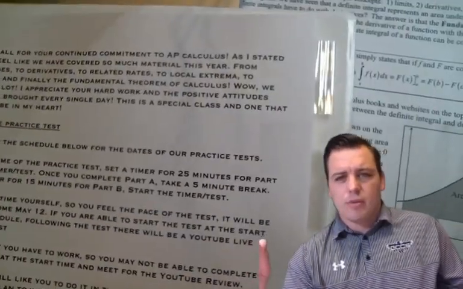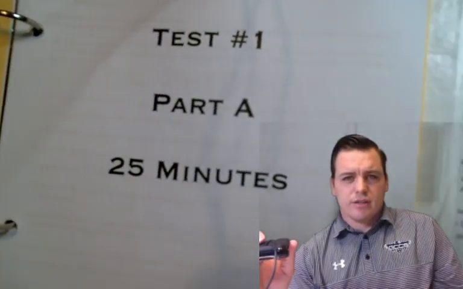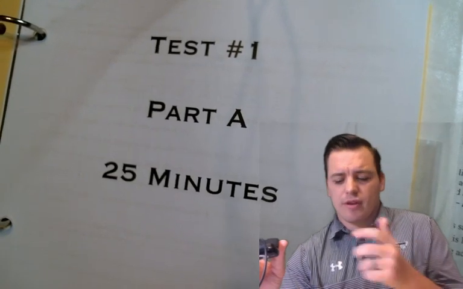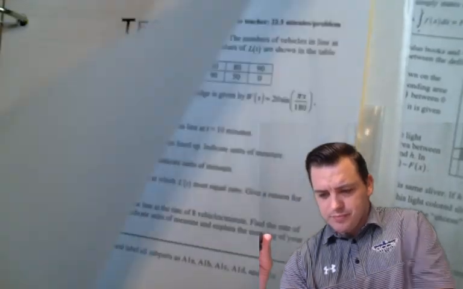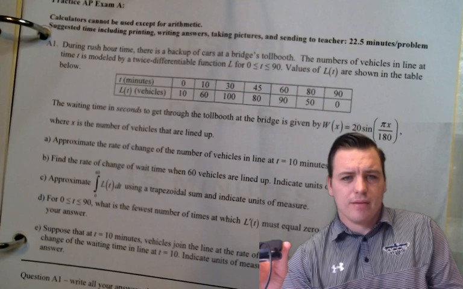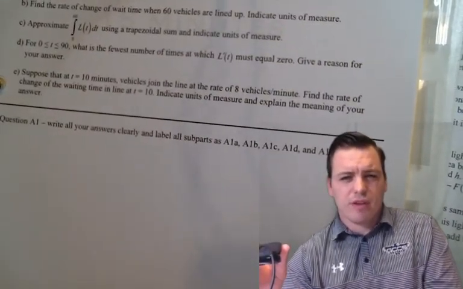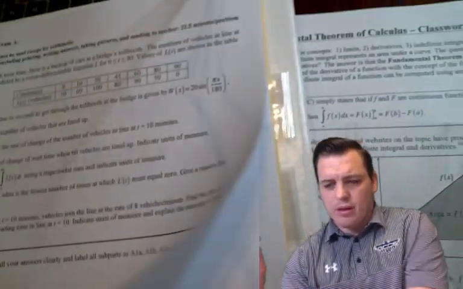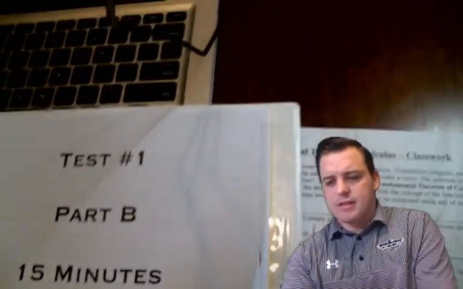You have nice fancy tabs here that say test 1 and stuff. I didn't put those in mine. Again, you'll see test 1 part A. Set your timer for 25 minutes, hit start, and then turn the page. Here's practice AP exam A. Here's your question, and you answer it all down here. Should be enough room. If not, get another piece of paper. Then you stop after that. Oh, sorry, and you go to test number 1 part B. You have 15 minutes to answer that.